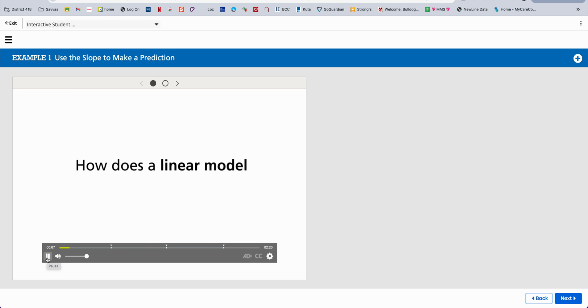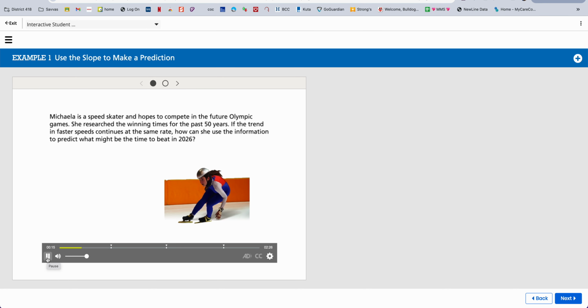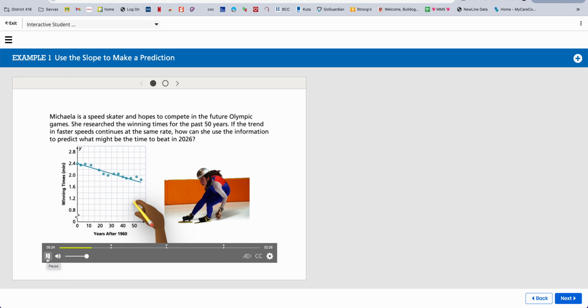How does a linear model help you to make a prediction? Think about this question during the lesson. Michaela is a speed skater and hopes to compete in future Olympic Games. She researched the winning times for the past 50 years. If the trend in faster speeds continues at the same rate, how can she use the information to predict what might be the time to beat in 2026? What relationship might there be between the two measurements?